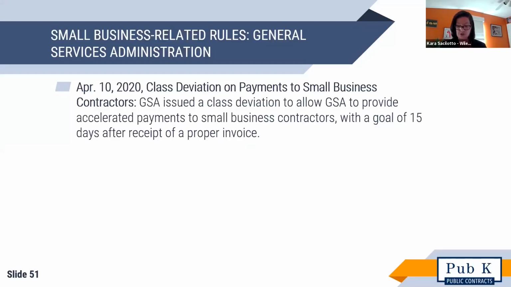This one is short and sweet. The GSA issued a class deviation in April that is similar to the DoD rule that I discussed promoting accelerated payments to small businesses. However, the GSA class deviation tracks section 873 of the fiscal year 2020 NDAA that I mentioned, that expresses a goal of payment within 15 days of receipt of a proper invoice from the small business.